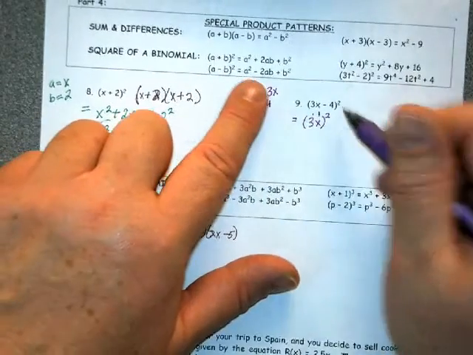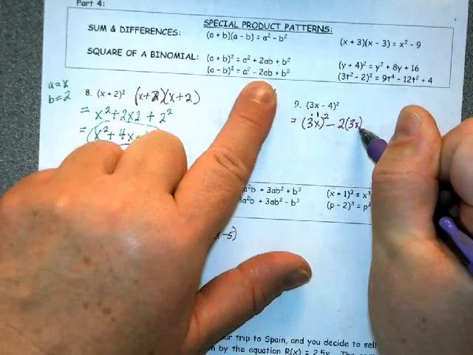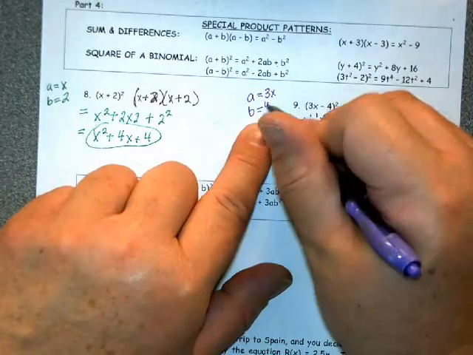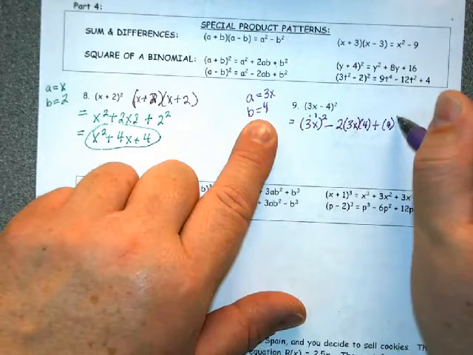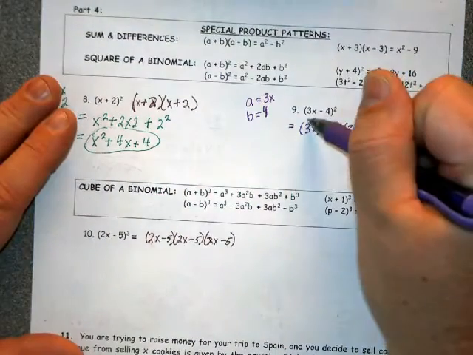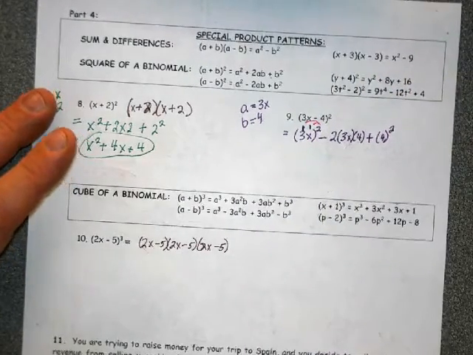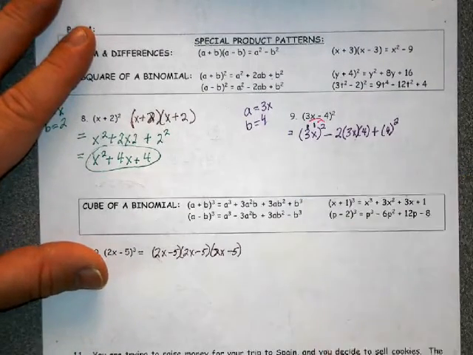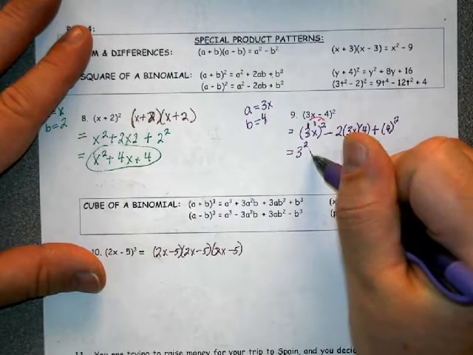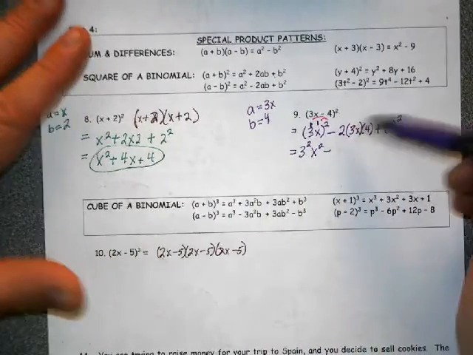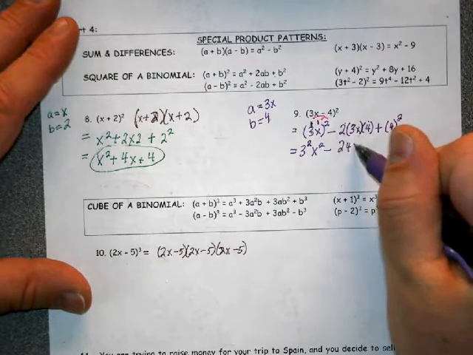Okay, so let's put the rest of it in first. Minus 2 times my A, which is 3x, times my B, which is 4, plus my B, which is 4. I'm going to start using parentheses, squared. Okay, again, I have to square both the 3 and the x. Okay, so I get 3 squared x squared, minus, let's multiply the numbers. 2 times 3 is 6, times 4, and don't forget the x here. And then 4 squared.